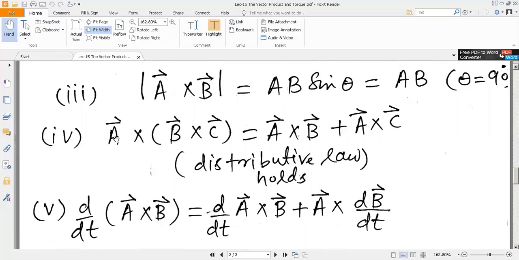If there are three vectors A cross B cross C in this order, we can write this left hand side of the expression as this right hand side of the equation: A cross B plus A cross C. This equation is indicating that cross product holds distributive law.